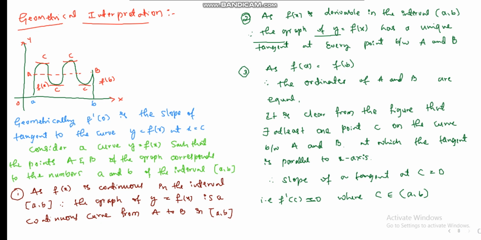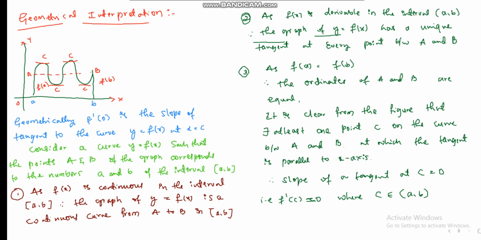The graph of y equals f of x has a unique tangent at every point between a and b. Then we go for the third one. If f of a is equal to f of b, therefore the ordinates of a and b are equal here. Ordinates means the y coordinate. Yes, the ordinates of a and b are equal.